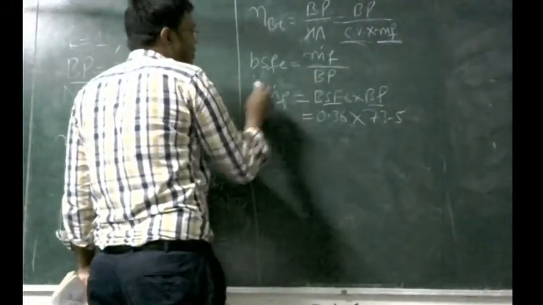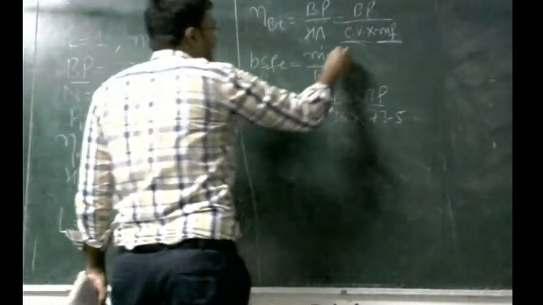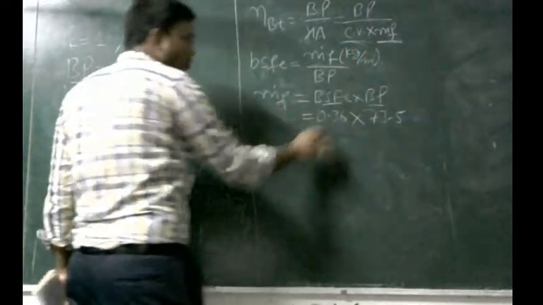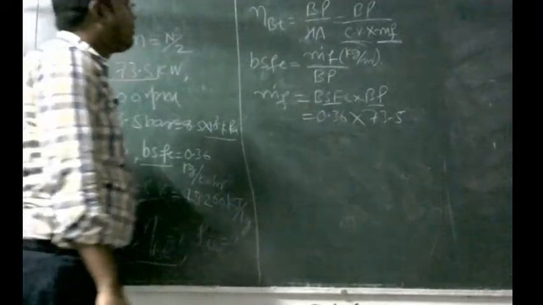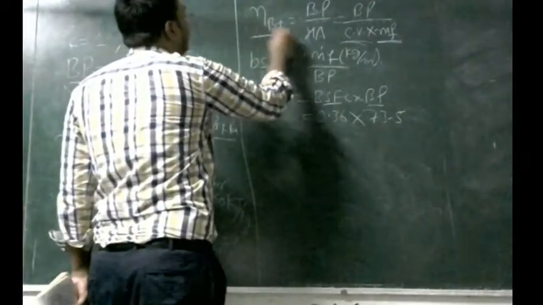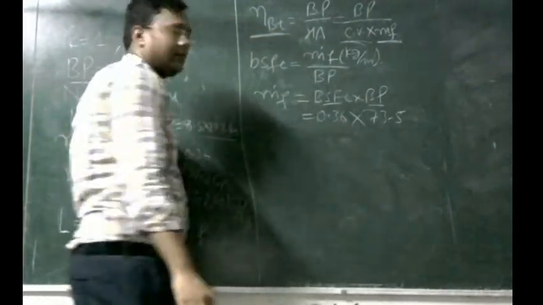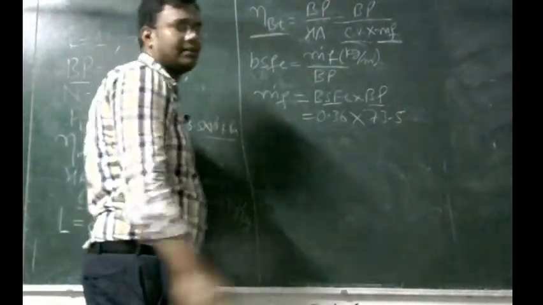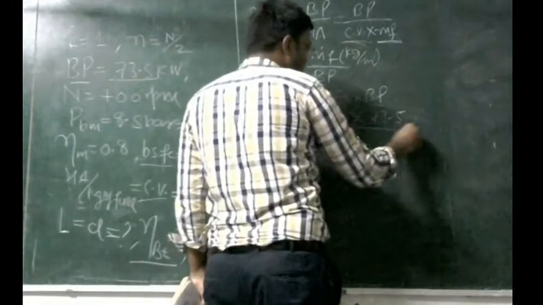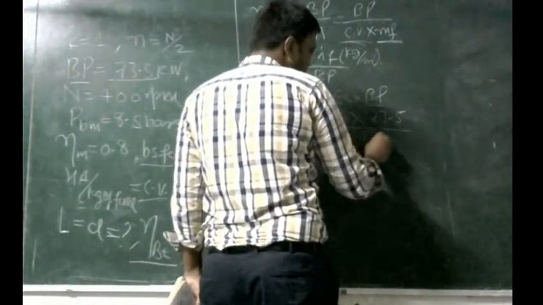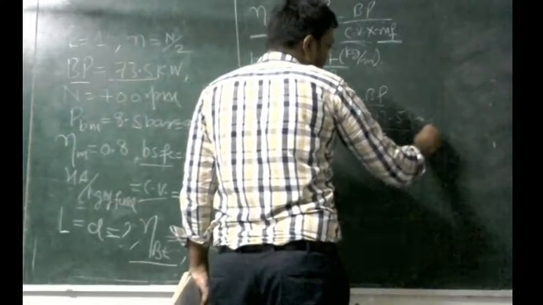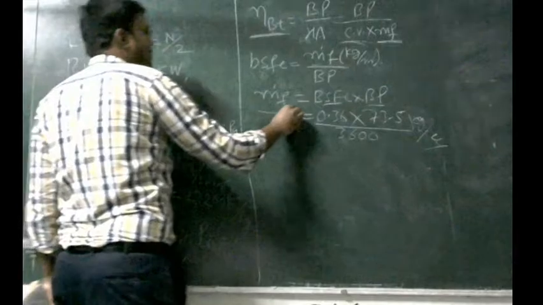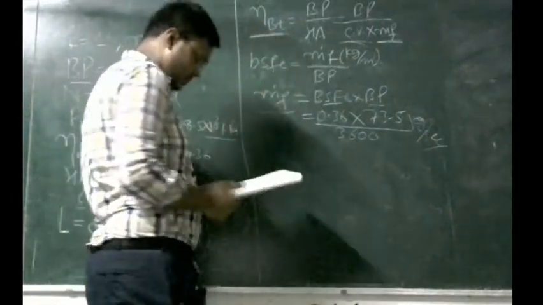Now, since this was from the equation of BSFC, the mass flow rate is in kilogram per hour. To calculate the brake thermal efficiency, we have to convert this value to kilogram per second. So to convert to kilogram per second, we have to divide by 3600. So divide this whole value by 3600, and we get the value in kilogram per second. Okay, now we have the value of m dot f.